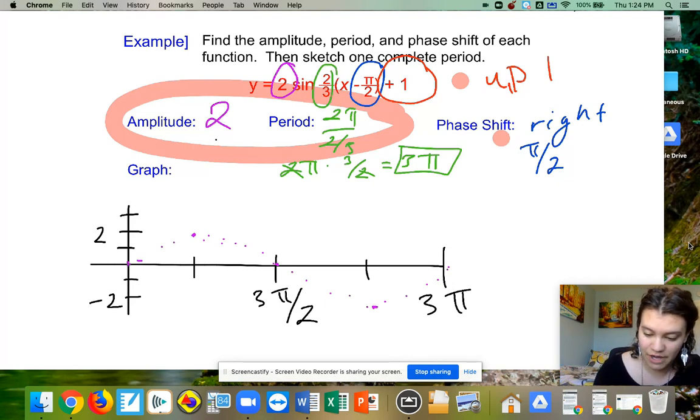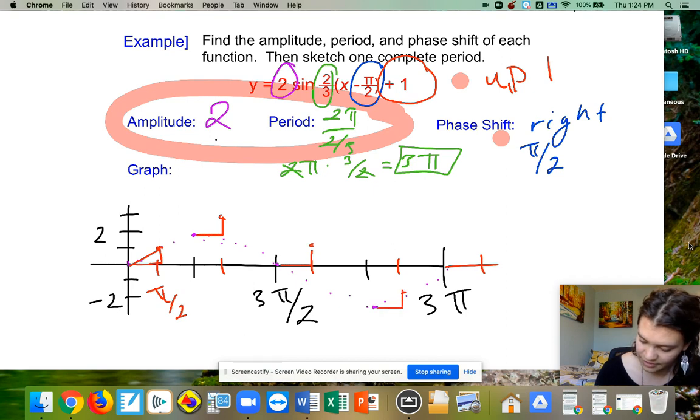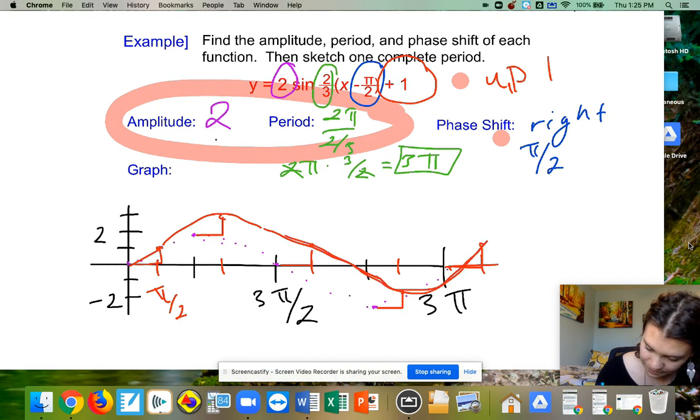So here for this, make sure you mark somehow what your shift is so I know what you're shifting. So here we're going to go pi/2 over for everything. And then up 1. So this point is going to move here and then up 1. This point is going to go over and up 1, etc., etc., for all of these. So we're now starting at 1 going up to 3, and then down and back up. So that would be your graph.